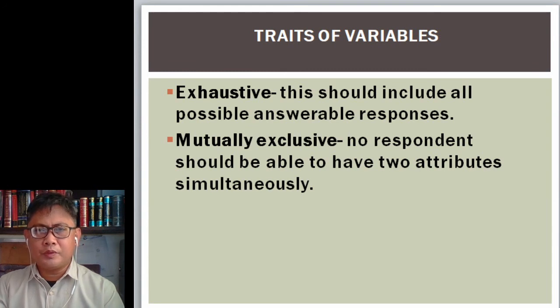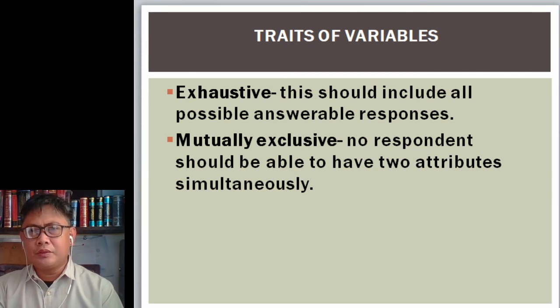The second one is mutually exclusive. No respondent should be able to have two attributes simultaneously. Meaning that these variables should be clearly distinguished, and they should always be mutually exclusive with one another.